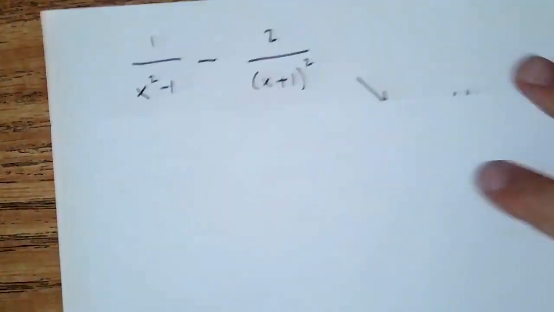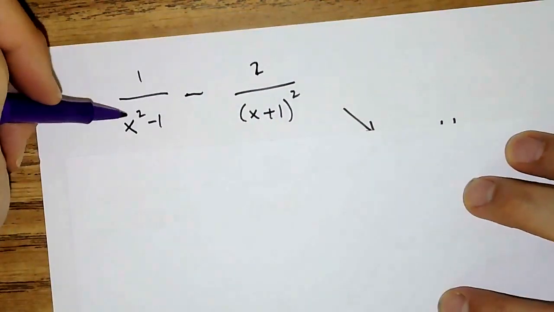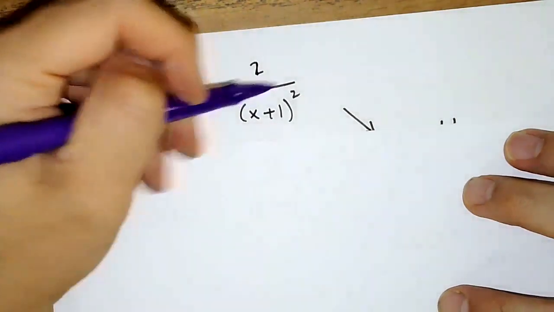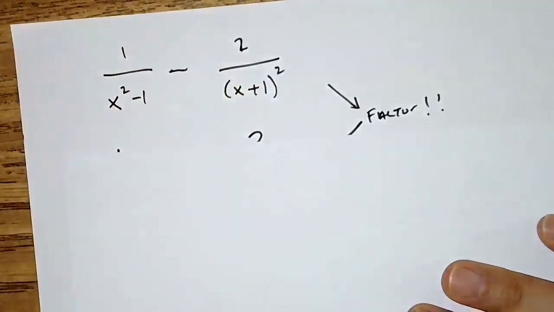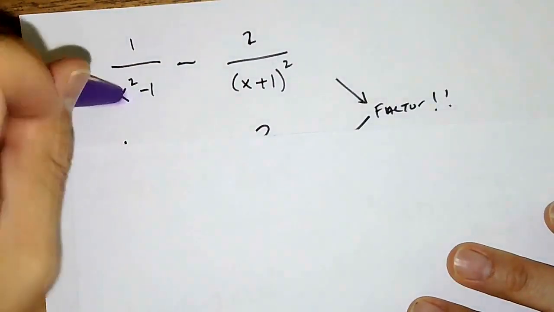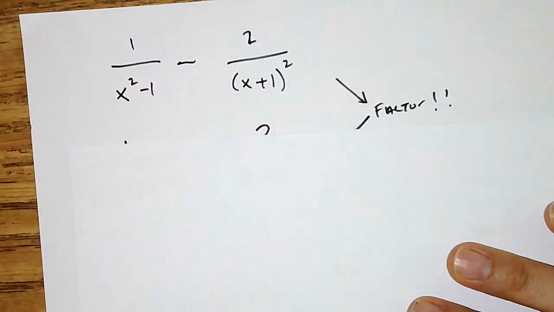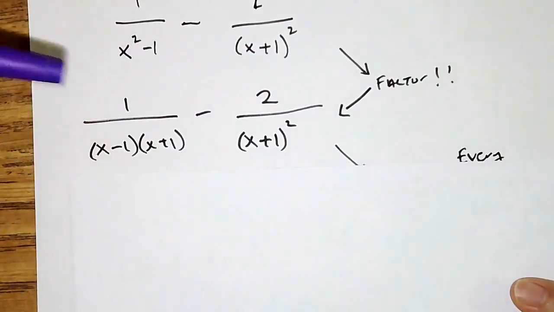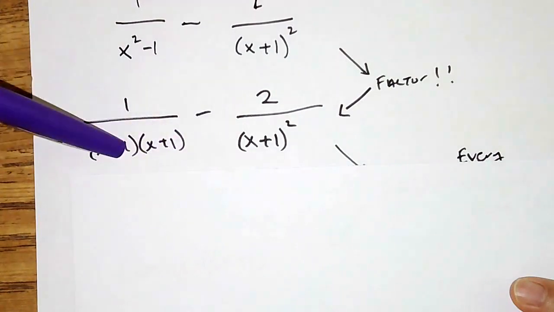Okay. So there is x over x squared minus 1 minus 2 over x plus 1 quantity squared. We are going to factor. I see this and I know I want to factor it because this is a perfect square. 1 is a perfect square and there's a minus sign between them. So if I factor it out, it becomes x plus 1, x minus 1 times x minus 1.